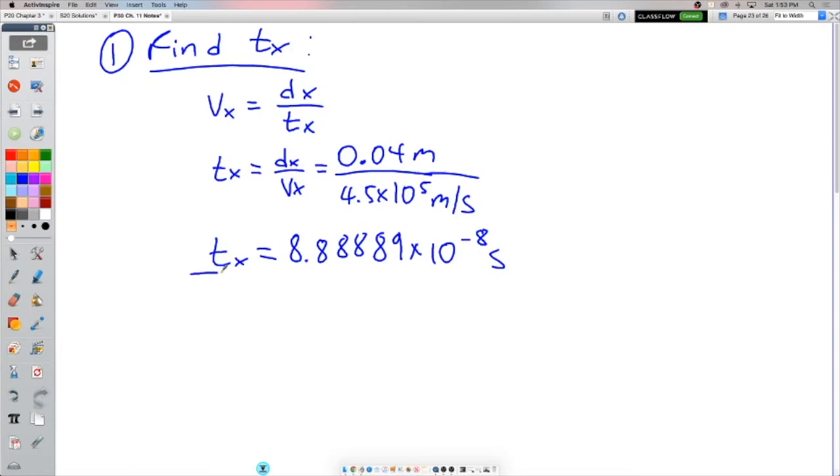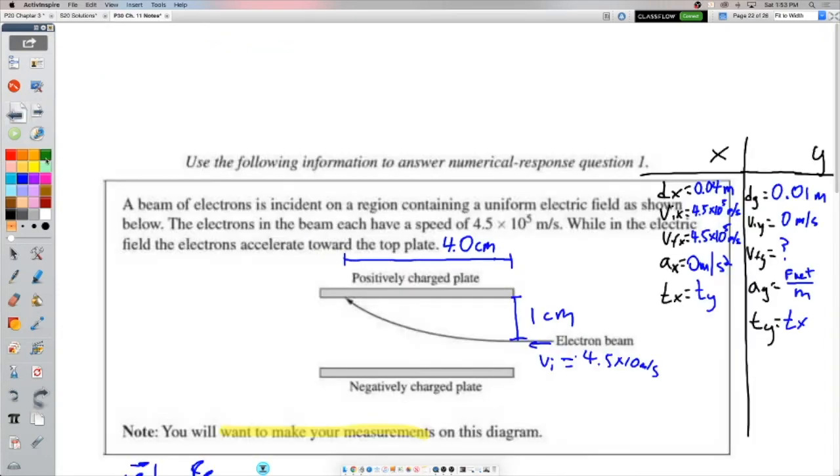Yeah, it makes sense. It's going 450,000 meters per second, and it only has to go 4 centimeters. It's not going to take very long to do that. Okay, great. Now we got t. We got t_x, which means we got t_y.